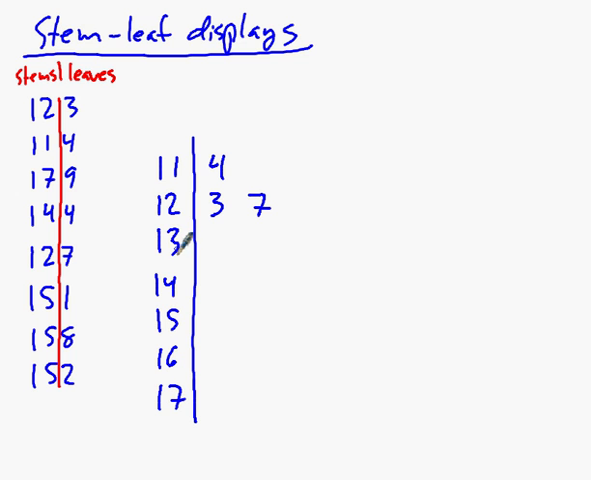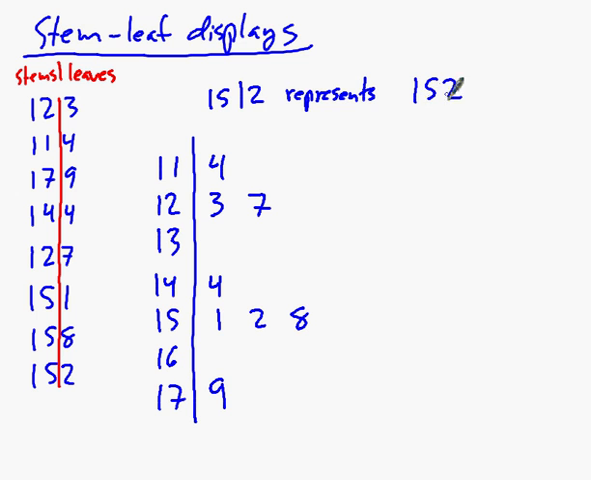Do we have any 13s? Nope, we don't actually, so that one's blank. 14, looks like we have 1. 15, we have 3. 151, 152, and 158. Don't have any 16s, and we have 1 17. And what we usually do is kind of put what's known as a scale. If we have 15, 2 represents 152. So it's kind of a key so that you can read the stem leaf plot properly.